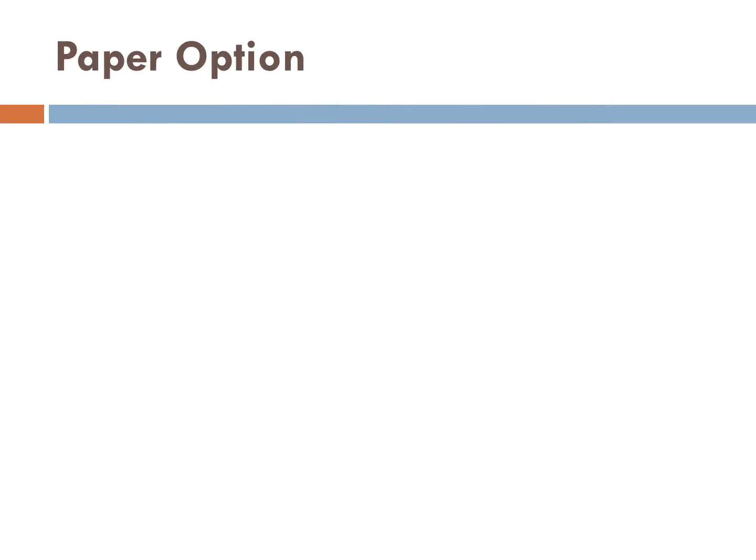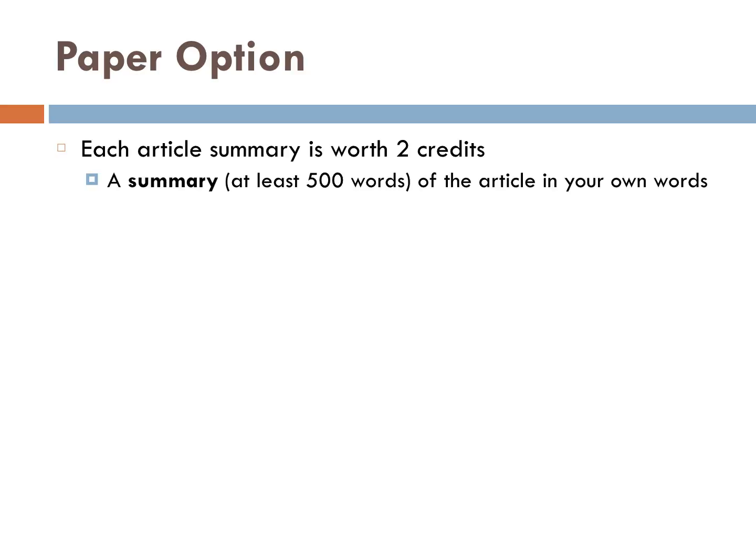Okay, so as I mentioned, there is an article summary which is worth 2 credits each. There are 2 sections to the article summary. So section 1 is a summary of the research article that you choose. The summary must be at least 500 words. It must be in your own words. Plagiarism is taken very seriously here at San Diego State University. So please be sure to cite any quotes that you use accordingly. And for the most part, use your own words.